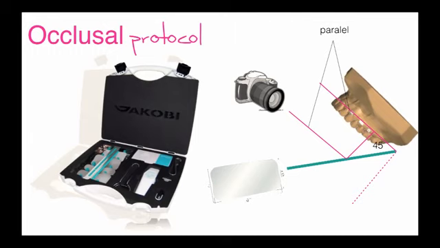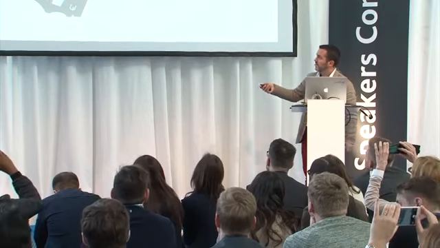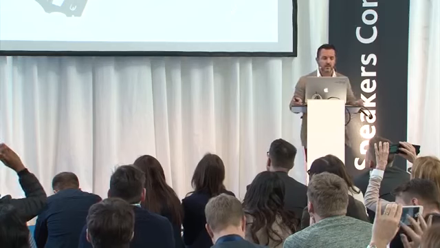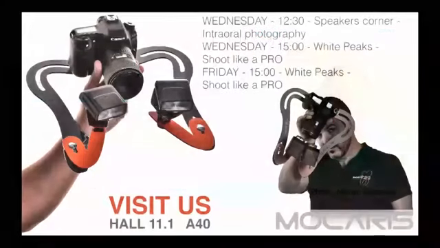And this is the equipment I recommend from Jacobi, because they give me everything I need. I have the tool to hold the mirrors. I have the mirrors, which are very high quality. And then I have also the retractors inside. So you don't need anything else but this. Okay, this is how a complete kit looks like, and it has this photo mirror demister. And it's really a good tool for what we use.